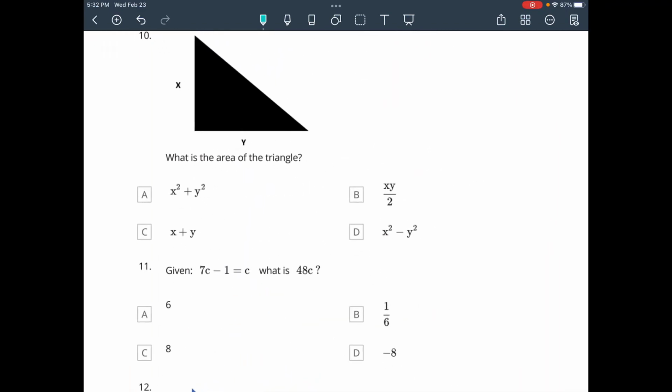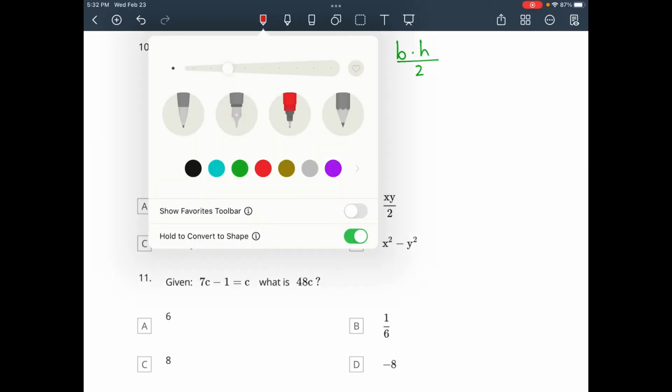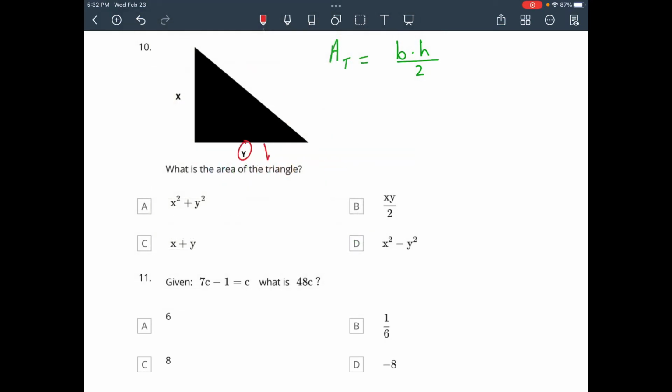Number 10. What is the area of this triangle? Well, how do you find the area of a triangle? The area of a triangle, I put AT for area of a triangle. That's equal to the base times the height over 2. The base is the bottom, right? This is the base, this is the bottom.